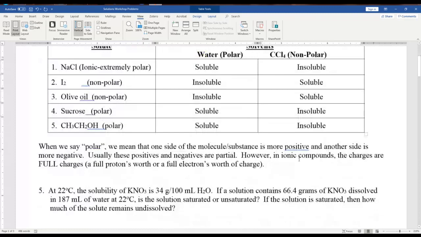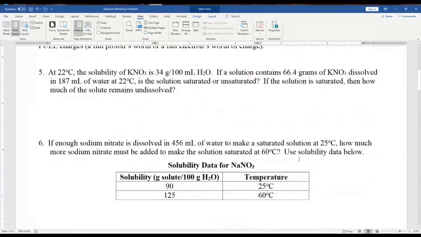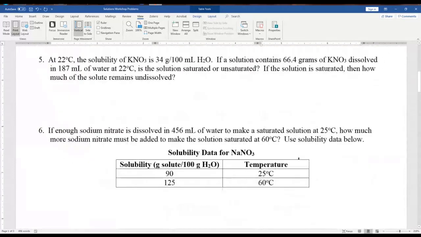I think we've kind of beaten that one to death, so we're going to leave that alone for now. Let's take a look at number 5. This is where we talk about solubility.